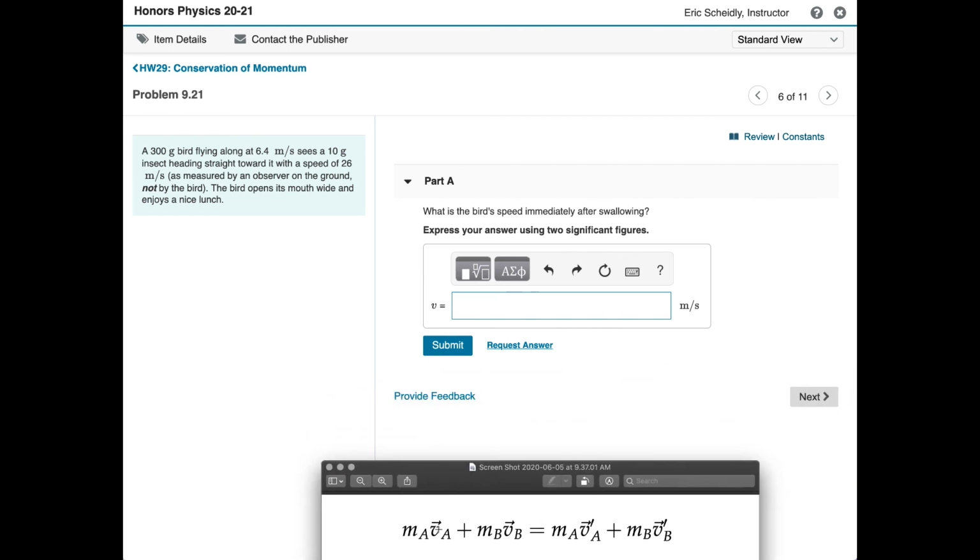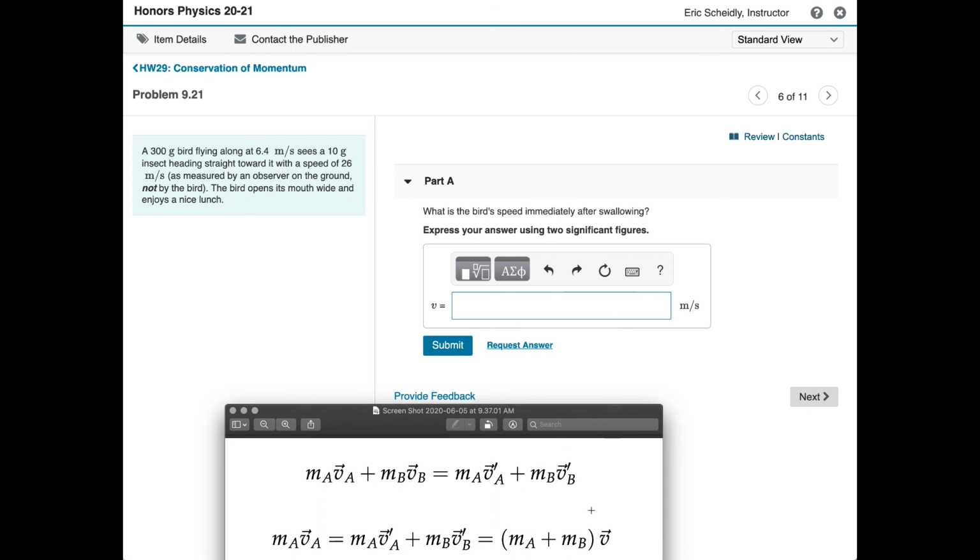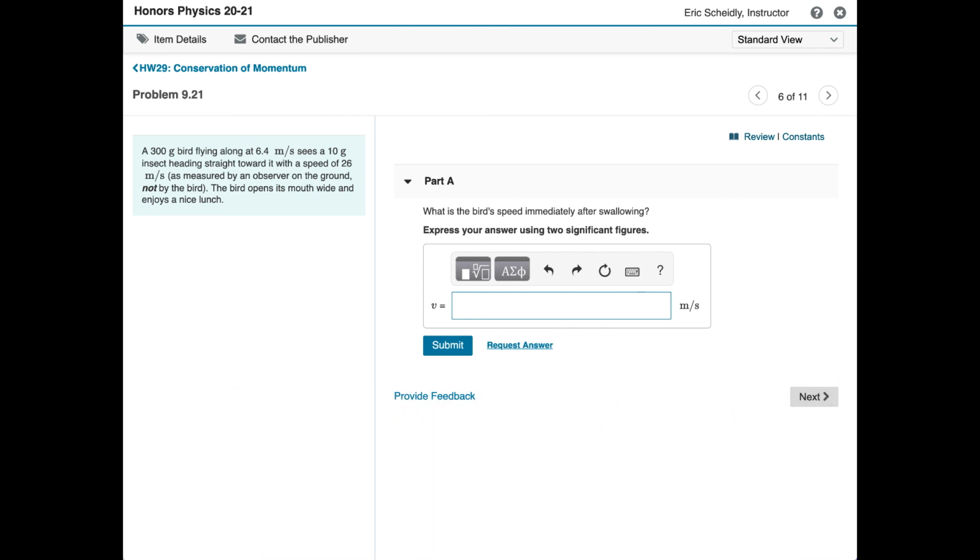Well, you have the mass of the bird and the velocity of the bird. You have the mass of the insect and the velocity of the insect, but the momentum of the insect is negative. When they collide and they stick together, the right-hand side is going to look like this: the mass of the bird plus the mass of the bug times the final velocity. And you can solve for the final velocity of the bug. You just have to be careful that the momentum of the bug is negative.